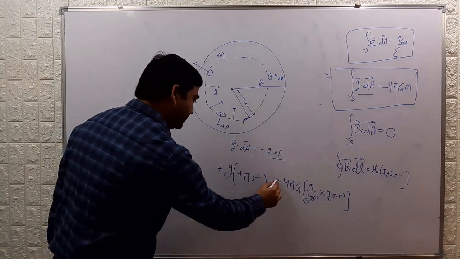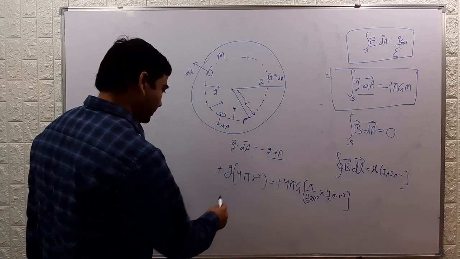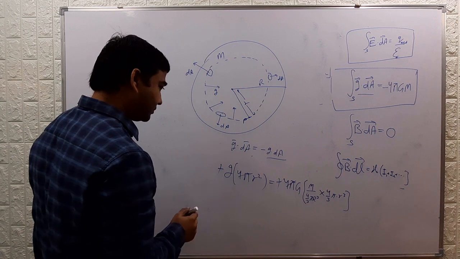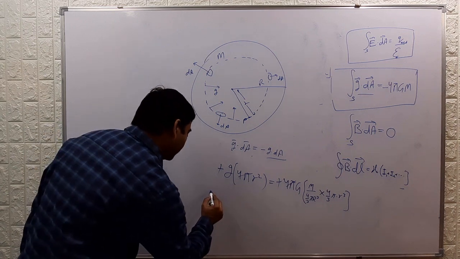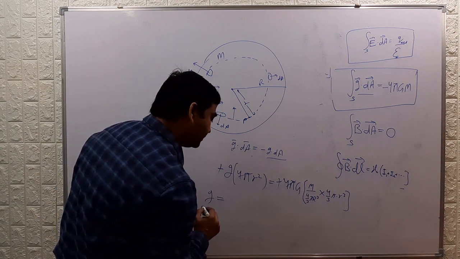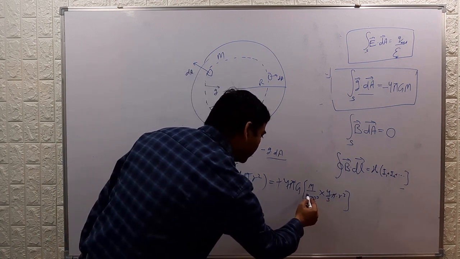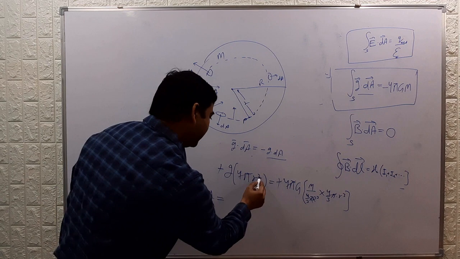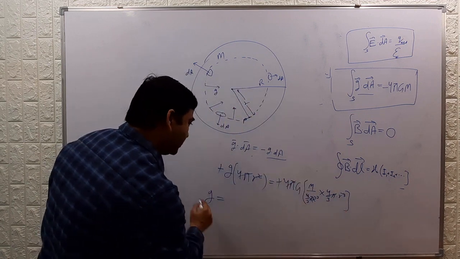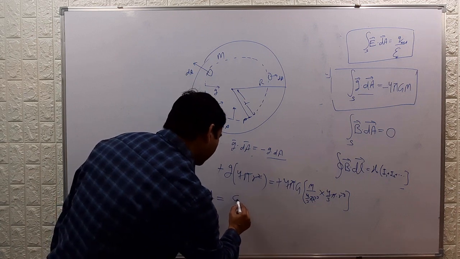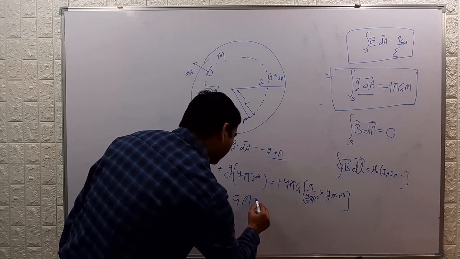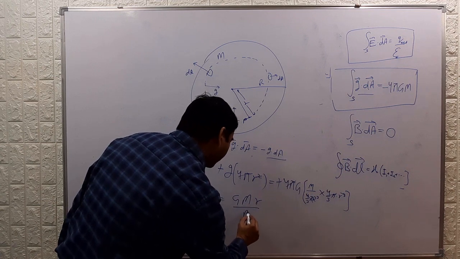So the minus sign you can cancel. 4 pi you can also cancel. So from this you can say G is equal to, 4 by 3 pi you can also cancel, and r square you can cancel with r cube, only r will remain. So G is G M small r divided by capital R.